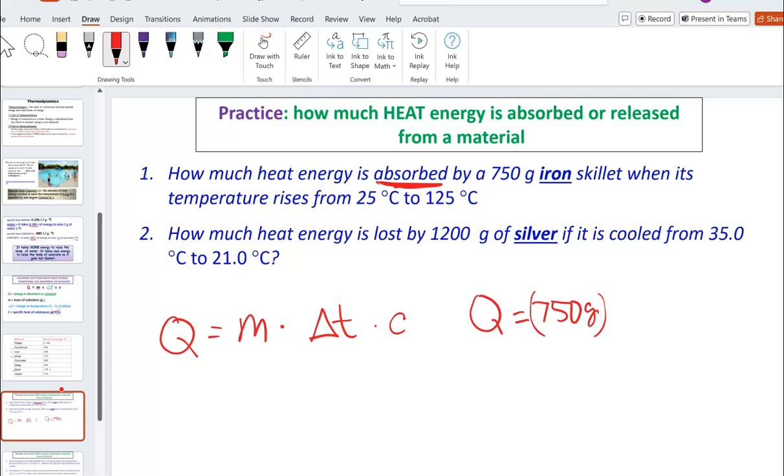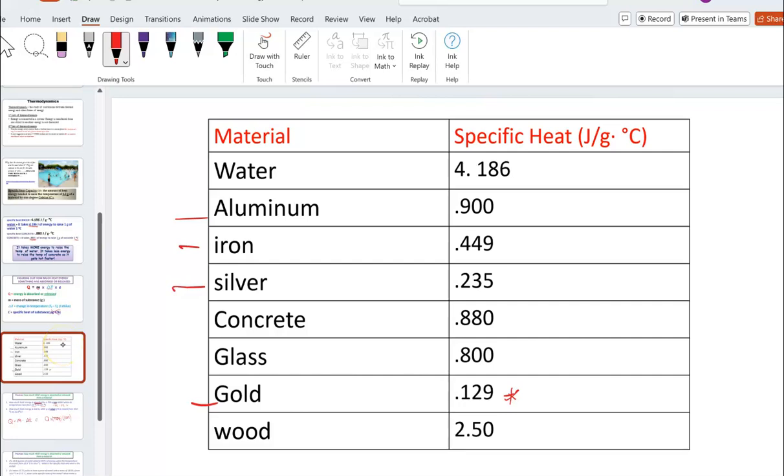Change in temperature, this is my final temperature, this is my initial temperature. So I'm going to do 125 minus 25. So my delta T is going to be 100 degrees Celsius. Now I have to go to my chart, see how it says iron. This is the substance we're dealing with. Different substances absorb and release heat energy at different rates. So I need to find iron. Iron has a specific heat of 0.449 joules per grams times degrees Celsius.